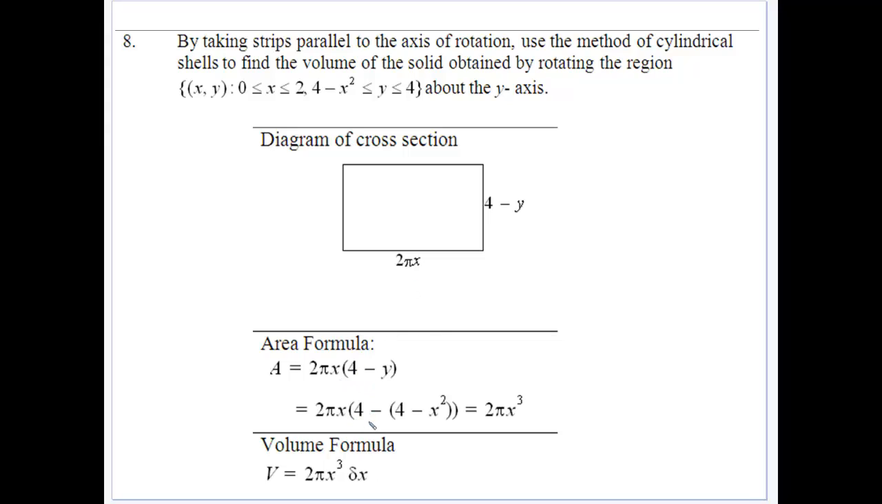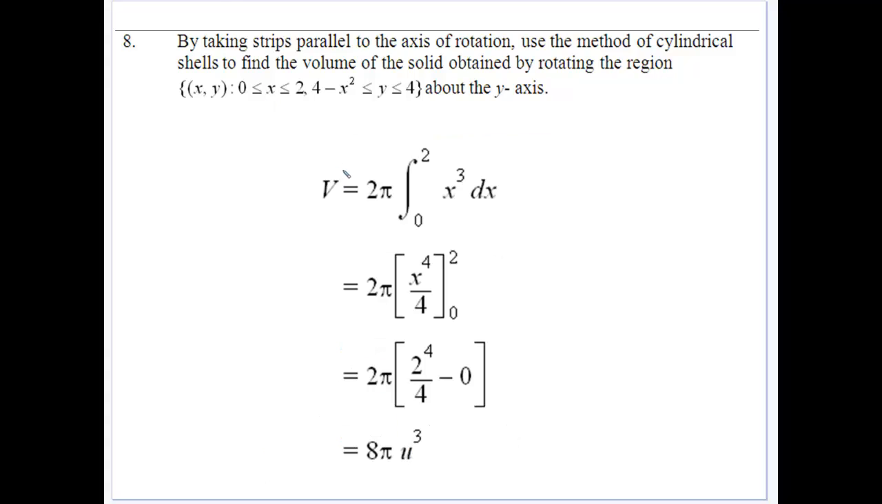We do the substitution. We get a substitution of 4 minus x squared for y, and expand that out, collect our terms. That gives us 2 pi x cubed delta x for the volume, and then we're able to integrate between 0 and 2. So that's what we're looking at for our volumes when we use a cylindrical shell.